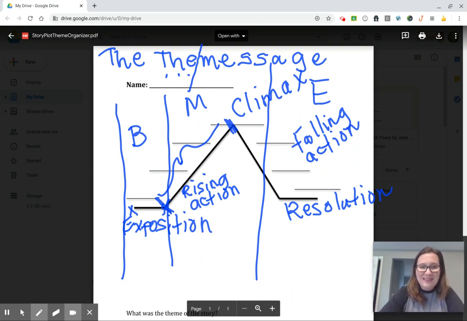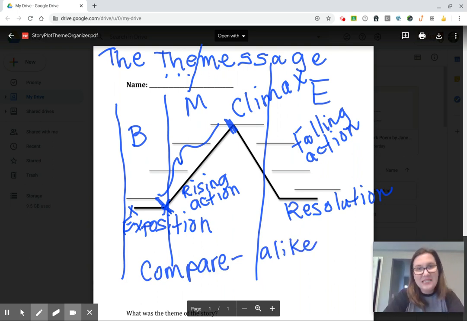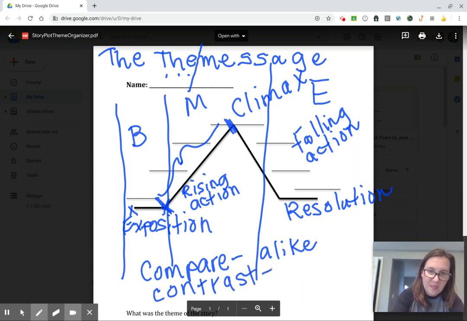Another word pair that we need to be reminded of is the word compare and contrast. I'm going to write those down here. The word compare means to tell how something is alike. So I'm going to write the word alike. And our standard also asks us to talk about how things are different or to contrast them. So I'm going to go ahead and write the word contrast. And that means different.